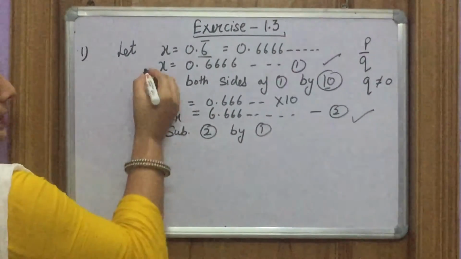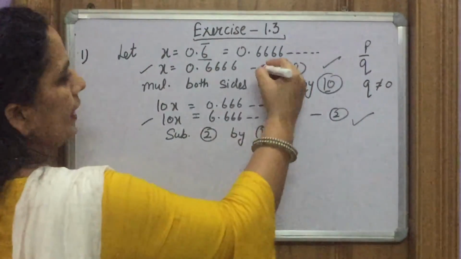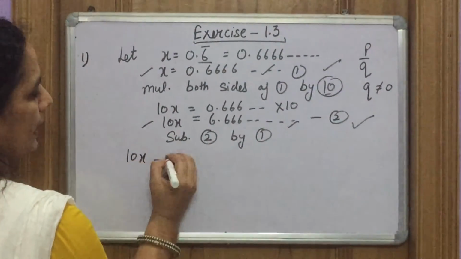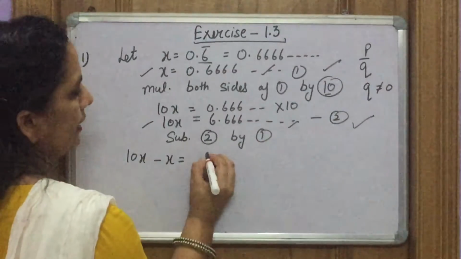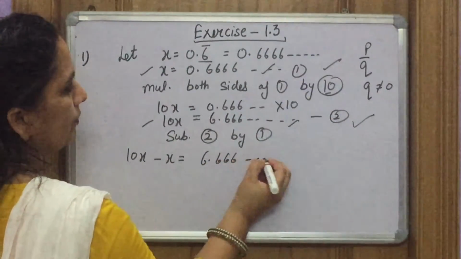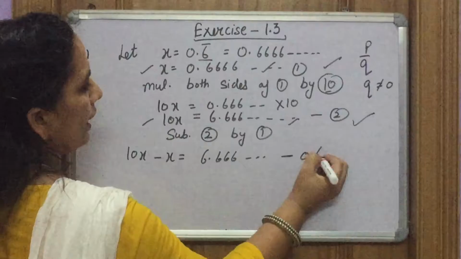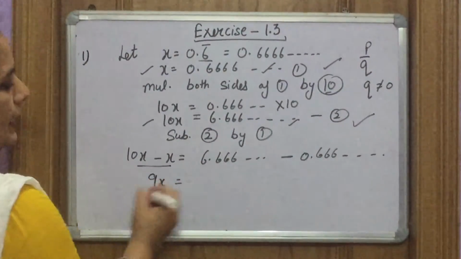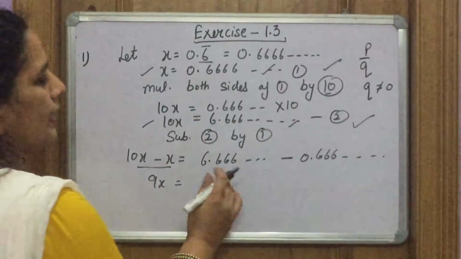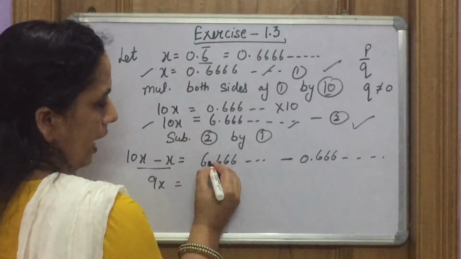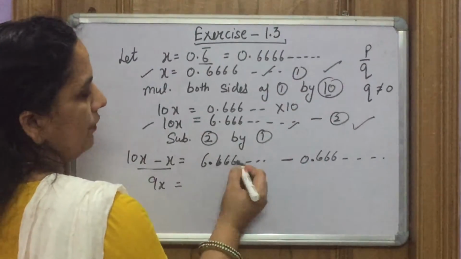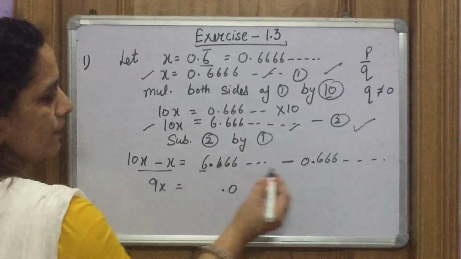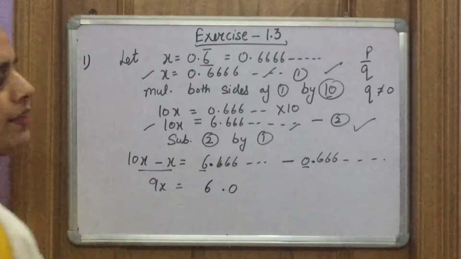In the left hand side just subtract these two terms and in the right hand side subtract these two terms. So in left hand side we have 10x minus x and in the right hand side we subtract 0.66... So here we will get equal to 9x and in the right hand side after the decimal when we subtract these terms we will get 0 and before the decimal we have 6 and 0, so we will get here just 6.